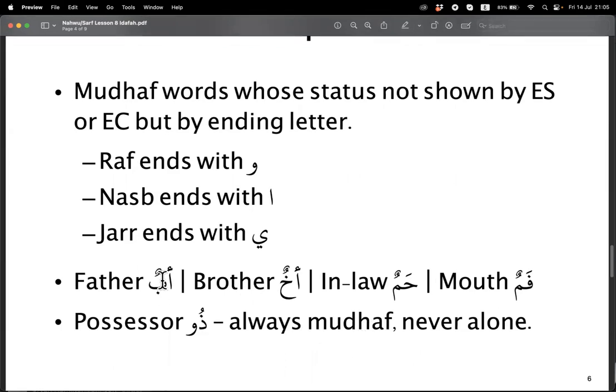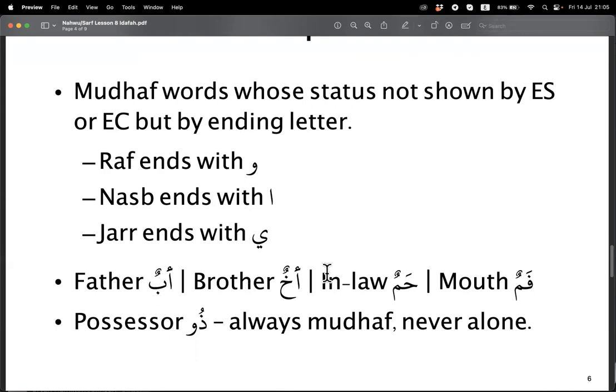Become mudaf, usually how you make mudaf, what is the first thing you have to do about mudaf? What's the first rule? Light. Yes. So abun, how do you make it light? We take out one tanwin, right? Yes. Usually we just take out one tanwin and we get the light version, right?